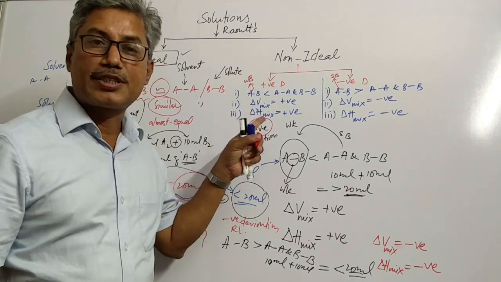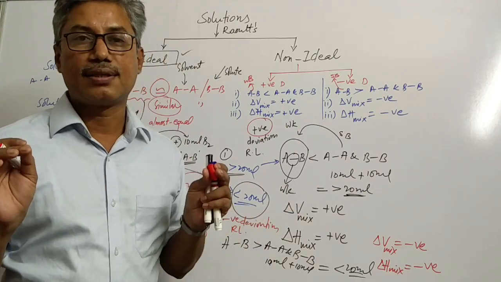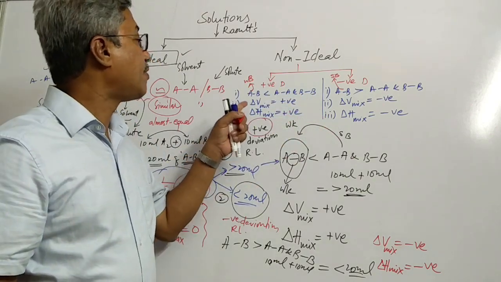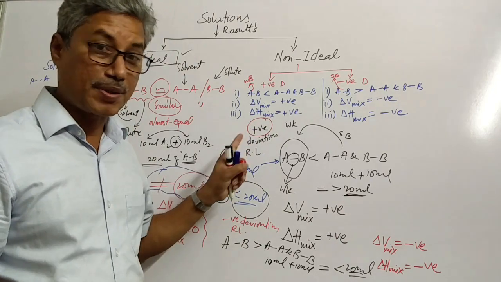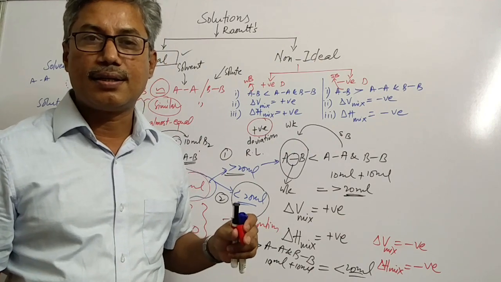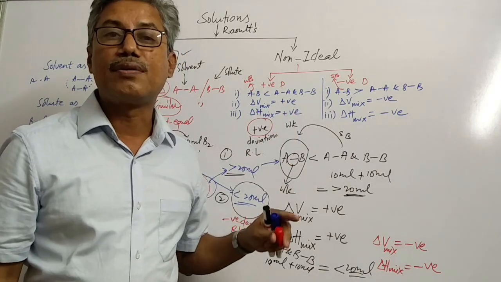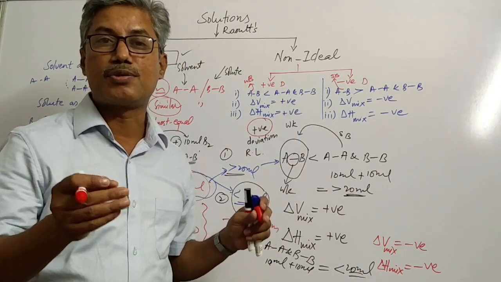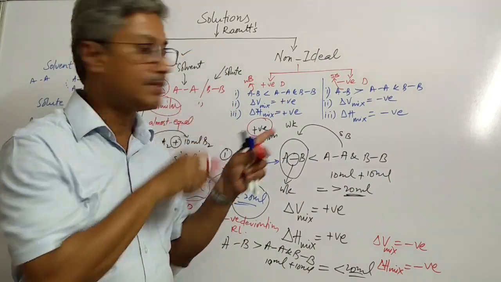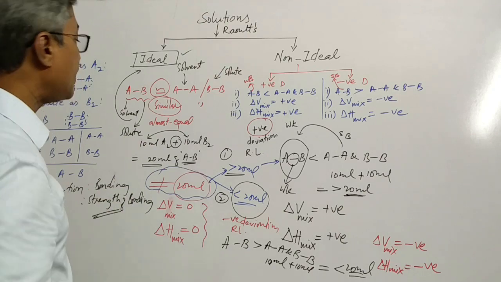Non-ideal solution having positive deviation means the solution in which solute to solvent interaction is weaker than the solvent and solute interaction. There delta V mixing is positive, delta H mixing is also positive. It's not 0, it's positive. And in the other case, the solution will show negative deviation from Raoult's law. There the solvent-solute interactions are stronger than the solute-solute and solvent-solvent interactions. Then delta V mixing is, as it is stronger, negative. Then delta H mixing is also negative. Clear, students? Now we shall see some examples.